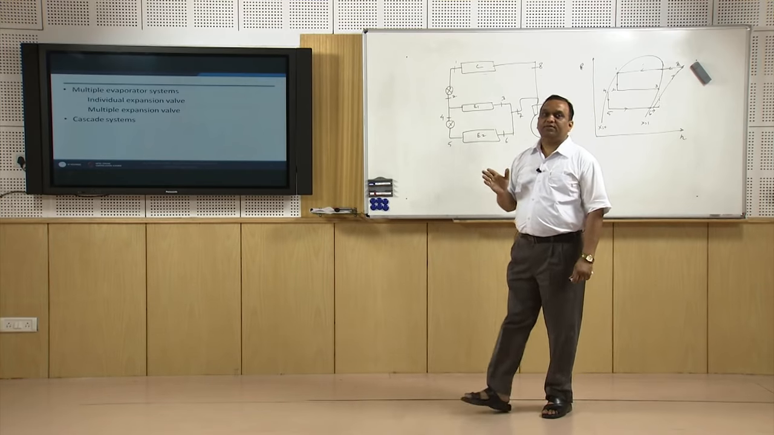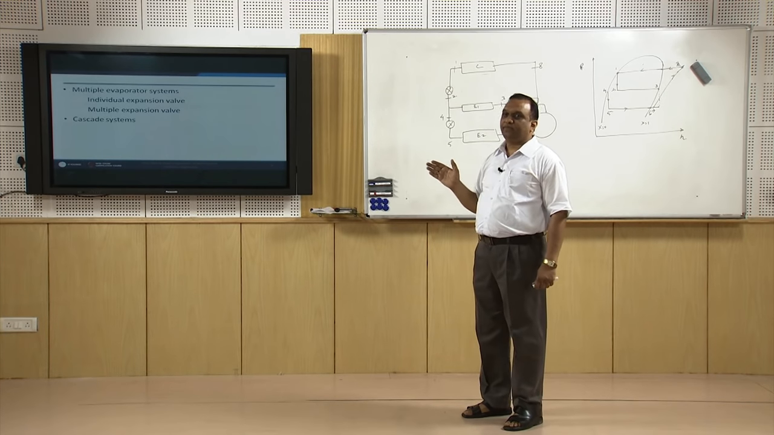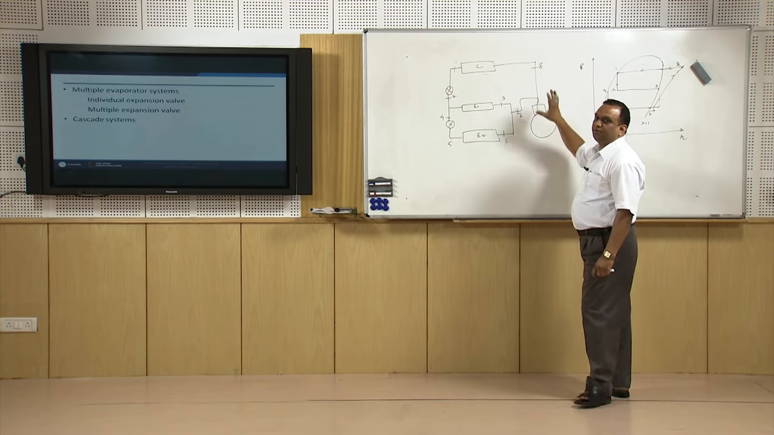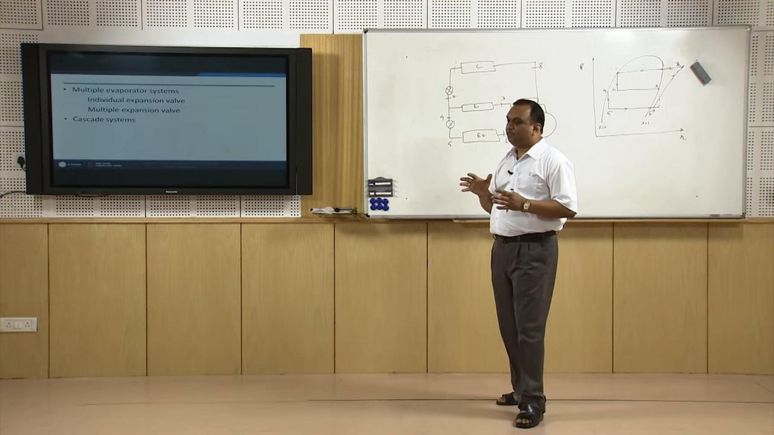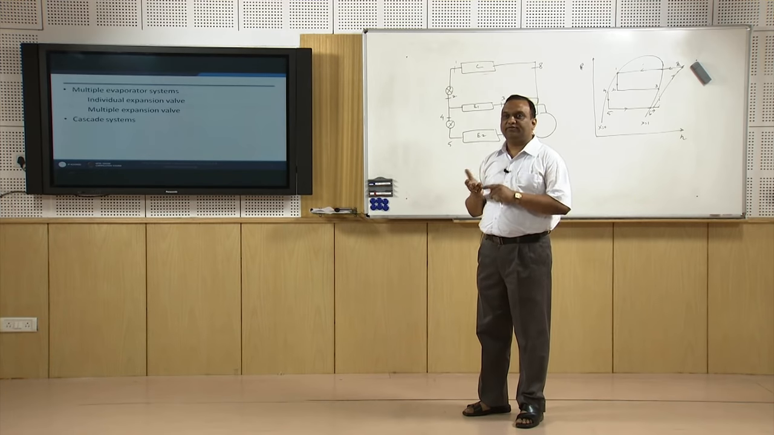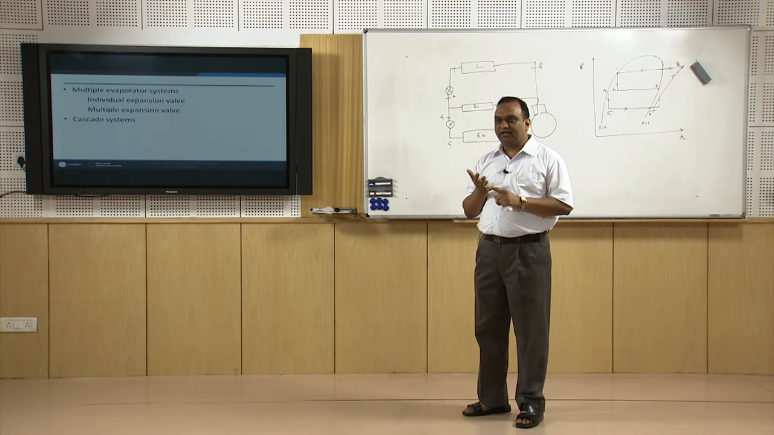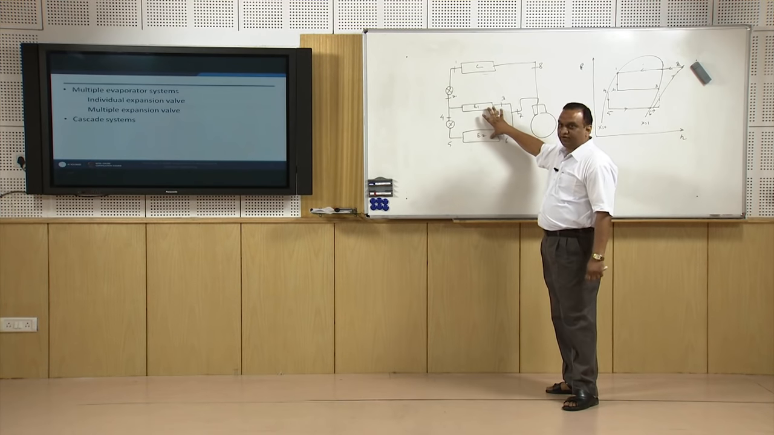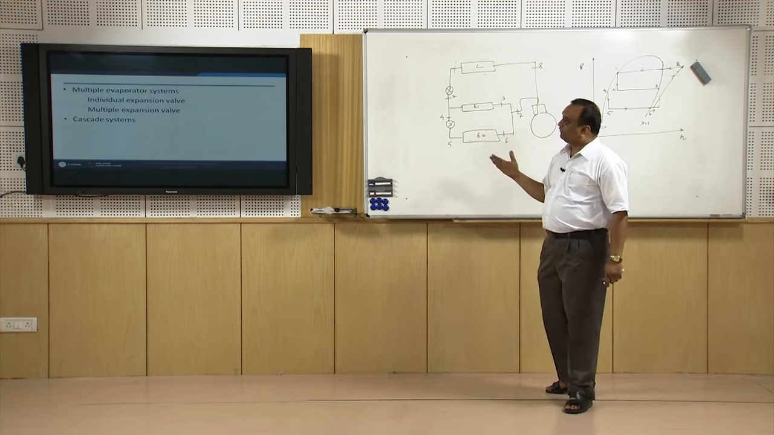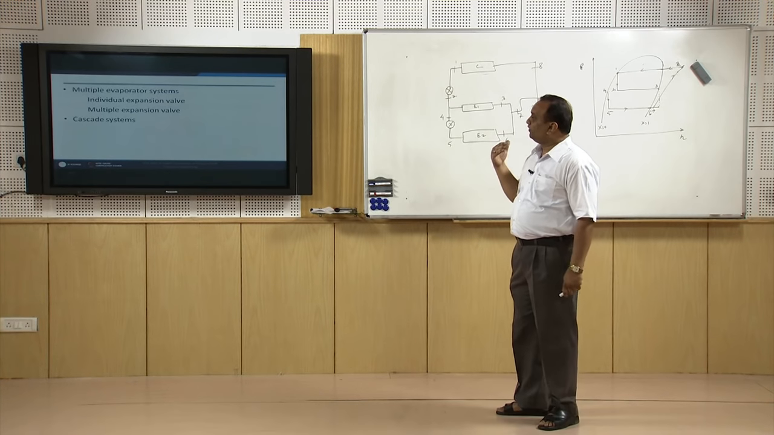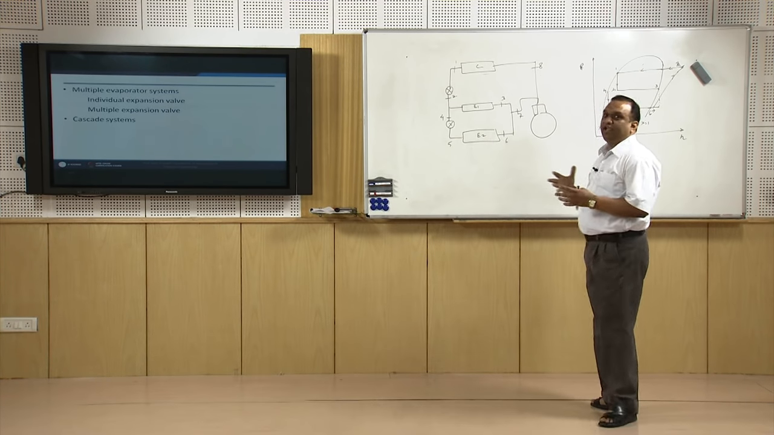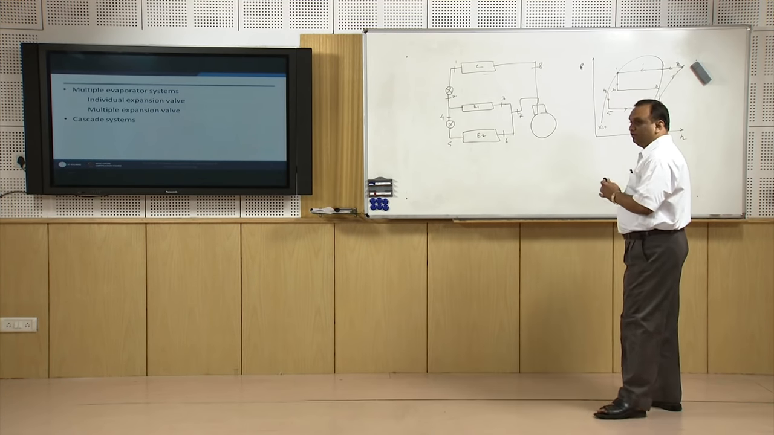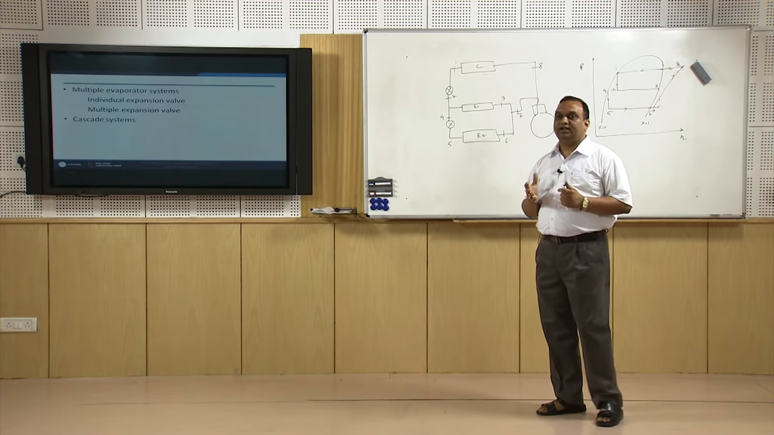Now, one arrangement we can make here. In this type of system, instead of having one compressor, we can provide two compressors. We have a variety of components with us: a flash gas removal system, a multi-compression system, an evaporator system with individual expansion valves, and an evaporator system with multiple expansion valves. We can have a combination of all these arrangements to develop a system which can give the best performance.